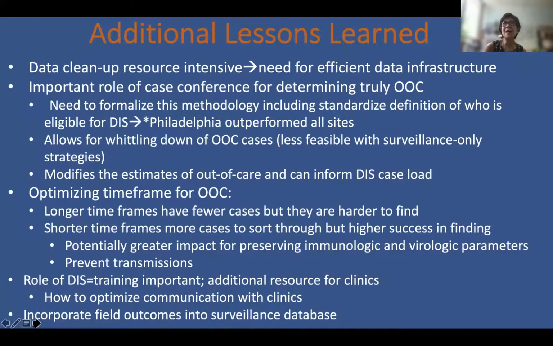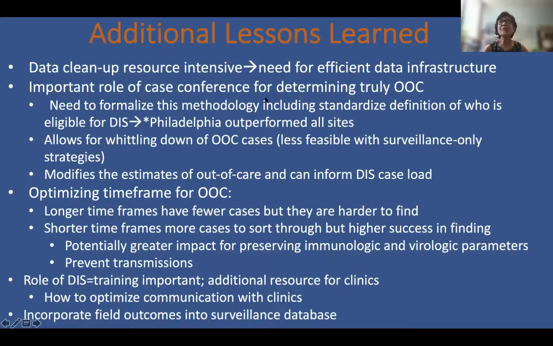These include that the data cleanup is very resource intensive. Anything we can do, and there are thoughts at the health department about how to do this, to have a more efficient data infrastructure, would help. I won't get into that because that's more on the informatics side, but there are talks about it. I can say that in Philadelphia and Massachusetts, and I've talked to other health departments for other reasons, the informatics substructure in various health departments is increasingly more sophisticated.